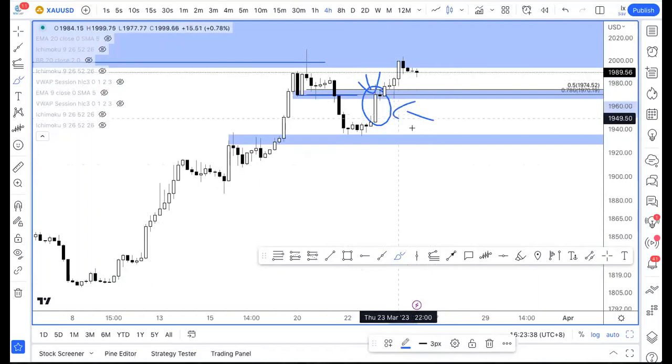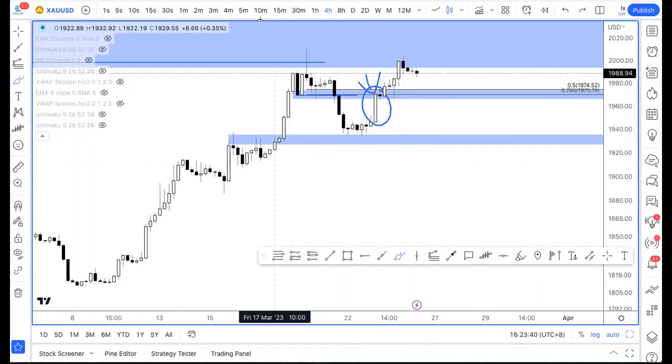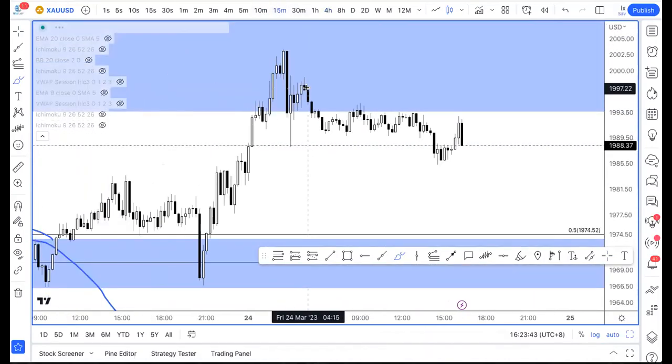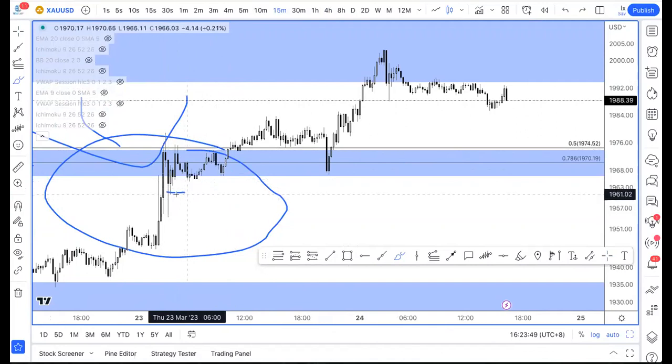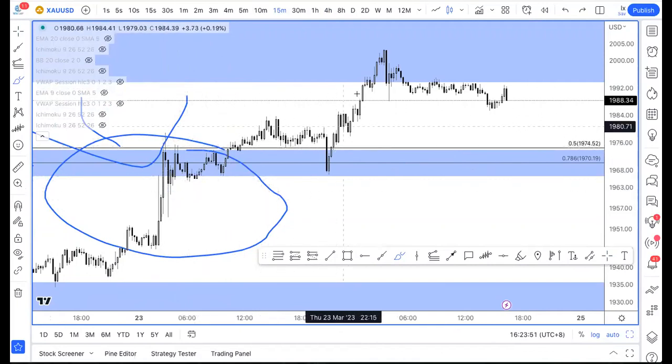Previously we identified this as a resistance, but you can see that if you go on to 15 minutes or even the 5 minutes, even coming into this zone, there was never a change in structure. Price just continues to form higher low, higher high, and it continues to break above. So this is the picture on gold.